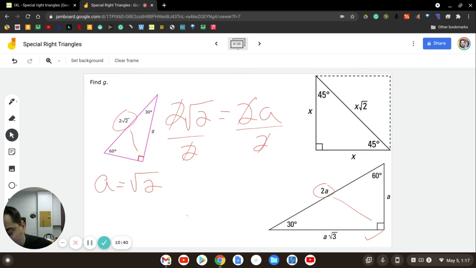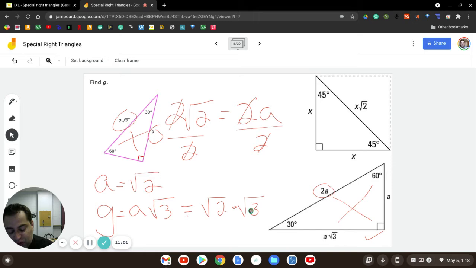What am I trying to find? I'm trying to find g. So g is opposite the 60-degree angle. The opposite of 60-degree angle is a square root of 3. So g is equal to a times the square root of 3. Well, I know what a is, right? So this is going to be the square root of 2 times the square root of 3, which is going to be equal to the square root of 6. And that's going to be my final answer.